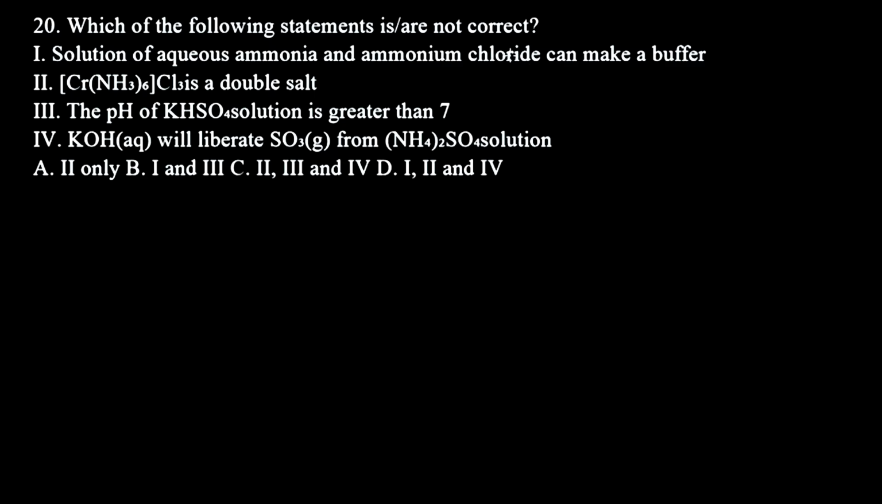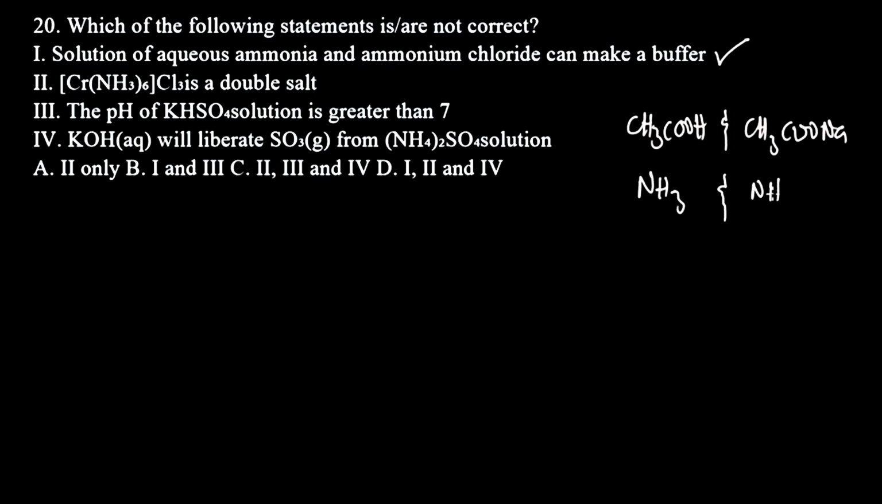Alright, so this question: which of the following statements is or are not correct? A solution of aqueous ammonia and ammonium chloride can make a buffer solution. So this is right, because a buffer solution is a solution of a weak acid, let's say ethanoic acid, and its salt, CH3COONa, or a weak base, NH3, and its salt, NH4Cl. So this is a buffer solution.